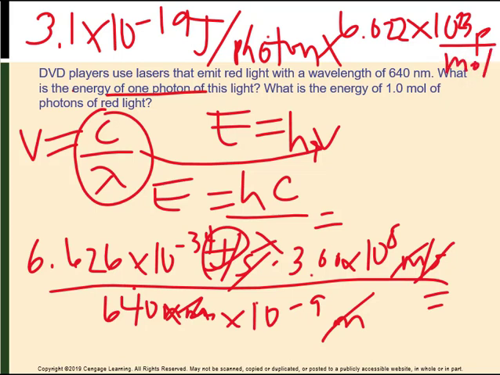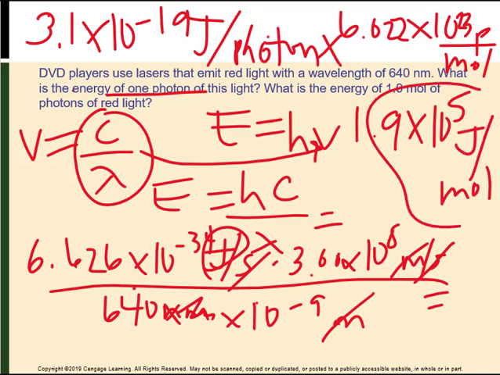So let's see, if I take that answer and multiply it by 6.022 times 10 to the 23rd, I get 187,039. So let's make that into scientific notation. How about 1.9 times 10 to the 5th? And that'll be joules per mole of red light.